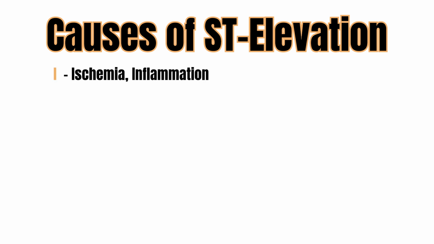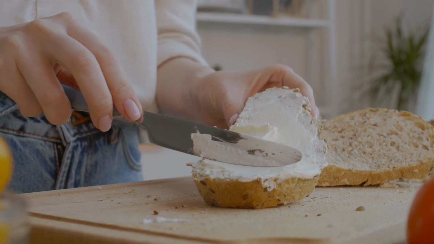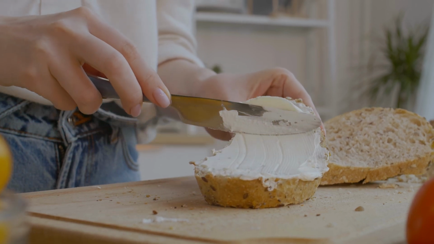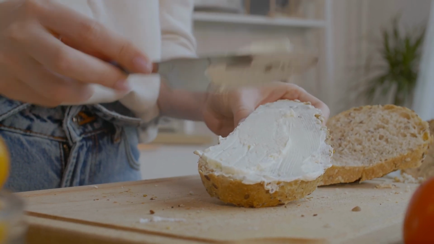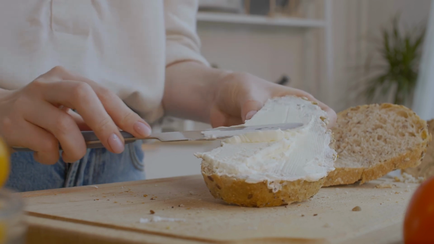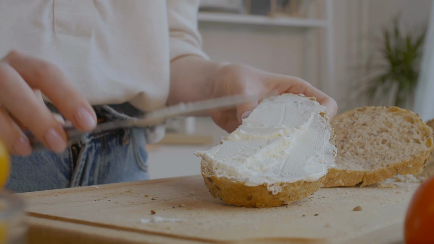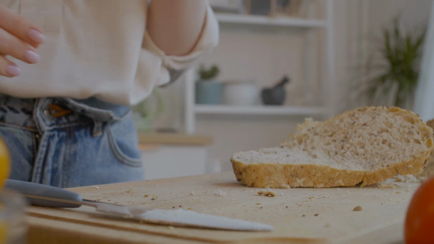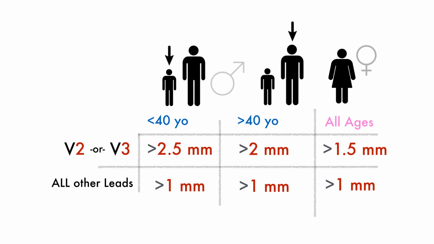Now let's talk about causes of ST elevation related to ischemia and inflammatory conditions like pericarditis and myocarditis. Analyzing an EKG for ischemic changes is the bread and butter of EKG analysis. And the most common reason for us to order an EKG is to rule out cardiac injury due to ischemia. And these are the current STEMI criteria.